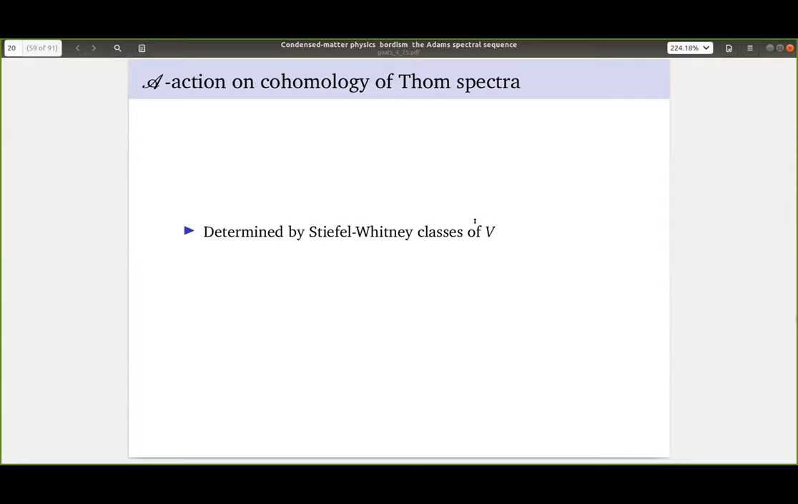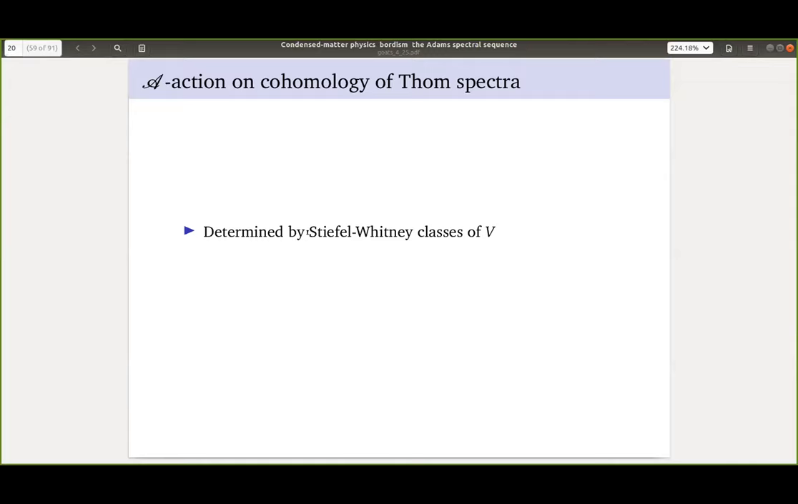is that the vector bundle V has characteristic classes called Stiefel-Whitney classes, and they tell you the action. Now, in practice, if you have some particular example, determining the Stiefel-Whitney classes of your vector bundle might be completely trivial, or a little bit nontrivial, but there are routine ways to check that allow you to obtain this information.